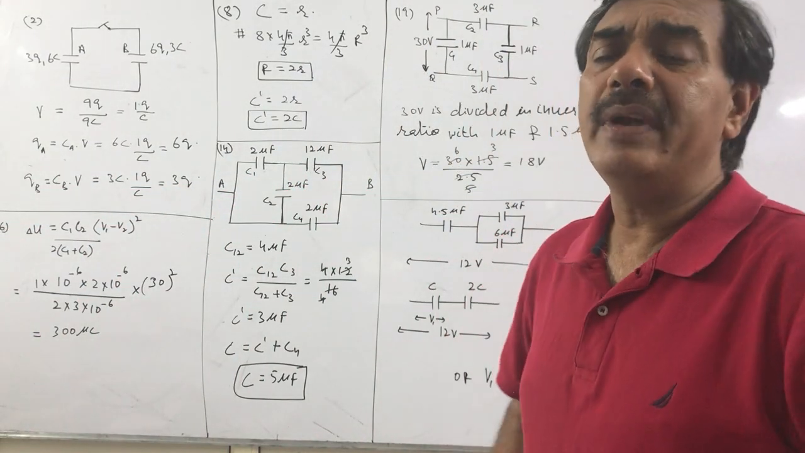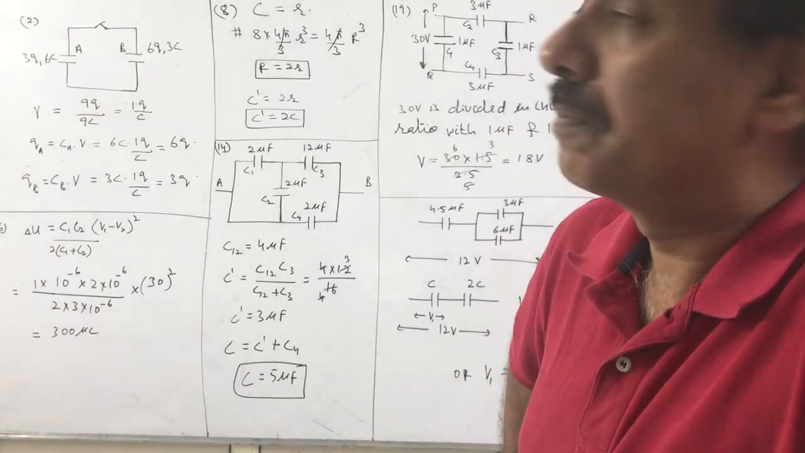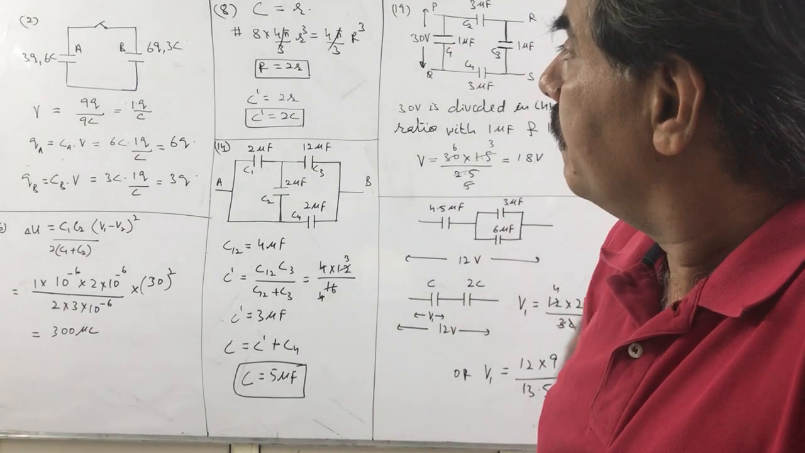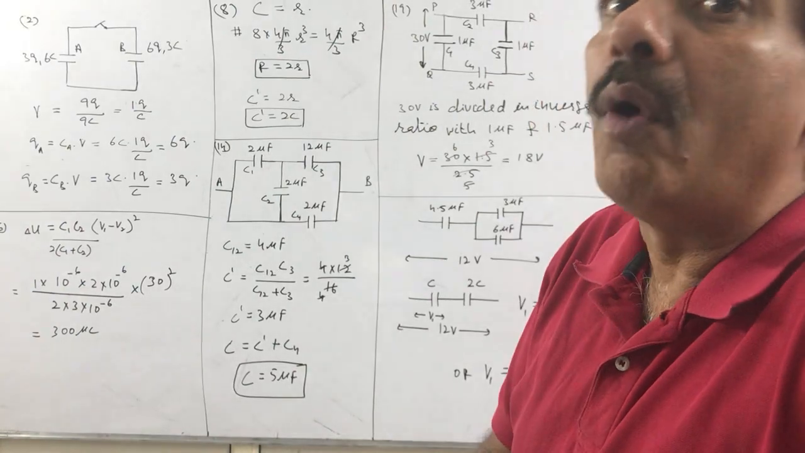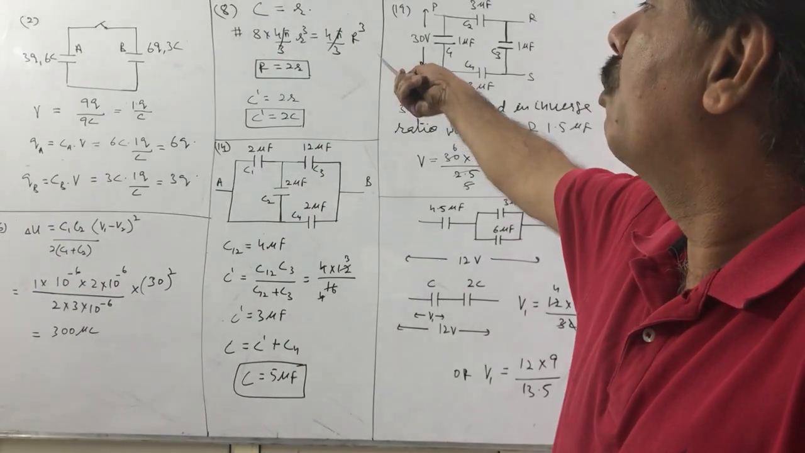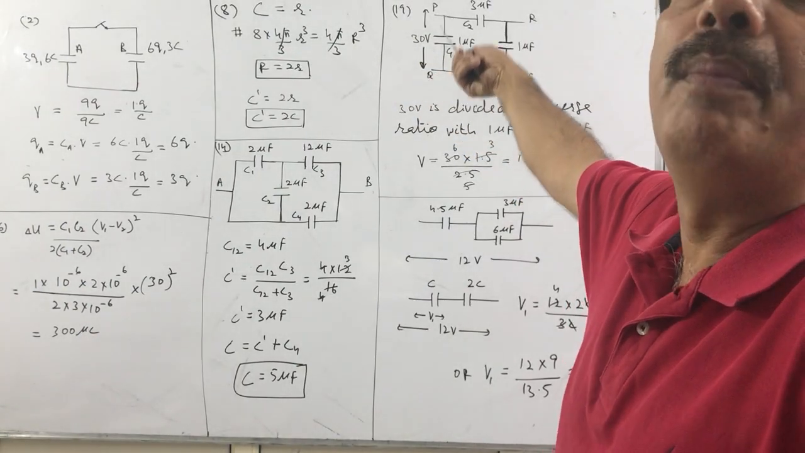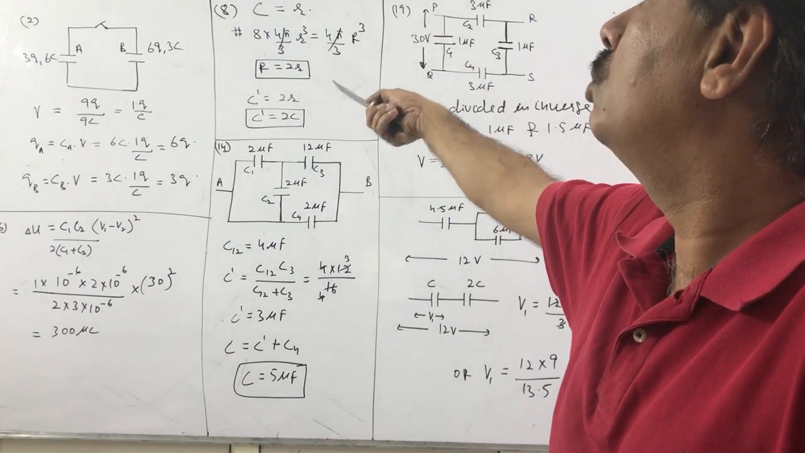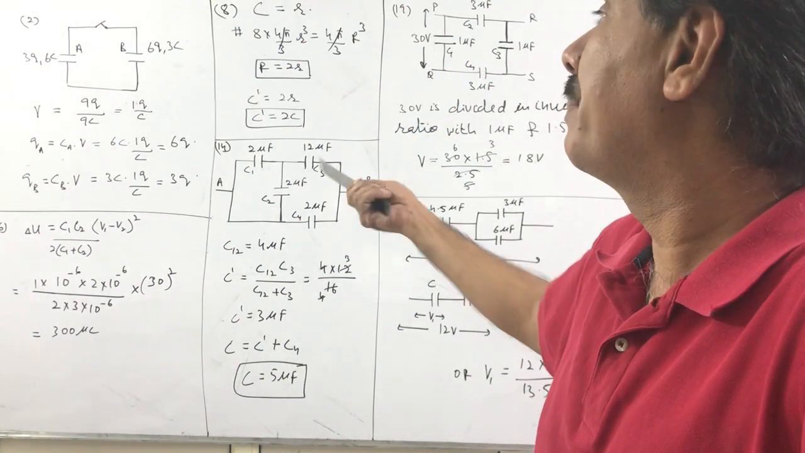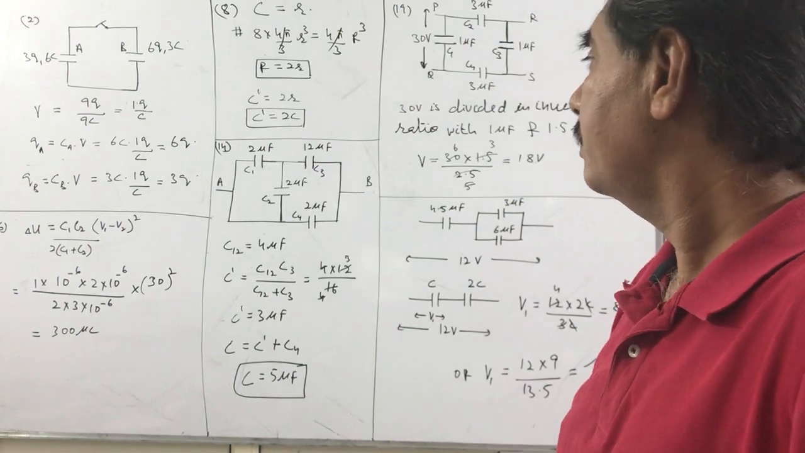He says you have 8 such spheres. Each sphere has a capacity R. They coalesce to form a bigger sphere. 8 into 4 pi by 3 R cube is equal to 4 pi by 3 into big R cube. And the radius of the new sphere will be 2R. And thus the capacity is 2C.